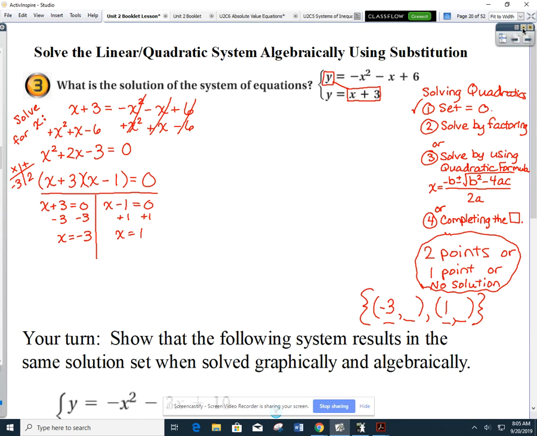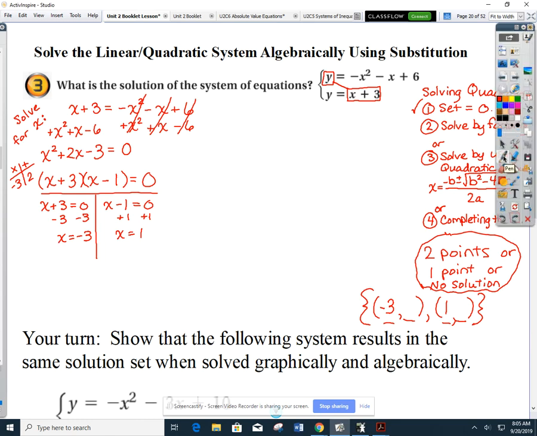So I'm going to do my work. I'm going to actually move up here and do this. So if x equals -3 or x equals +1, you have a choice of which equation you want to plug into to solve for y. To me, this bottom one, the linear, looks easier.